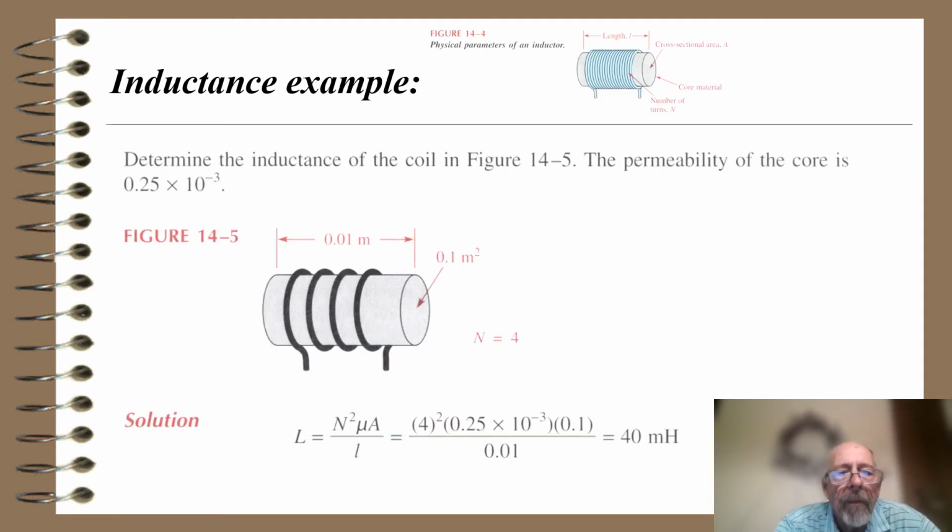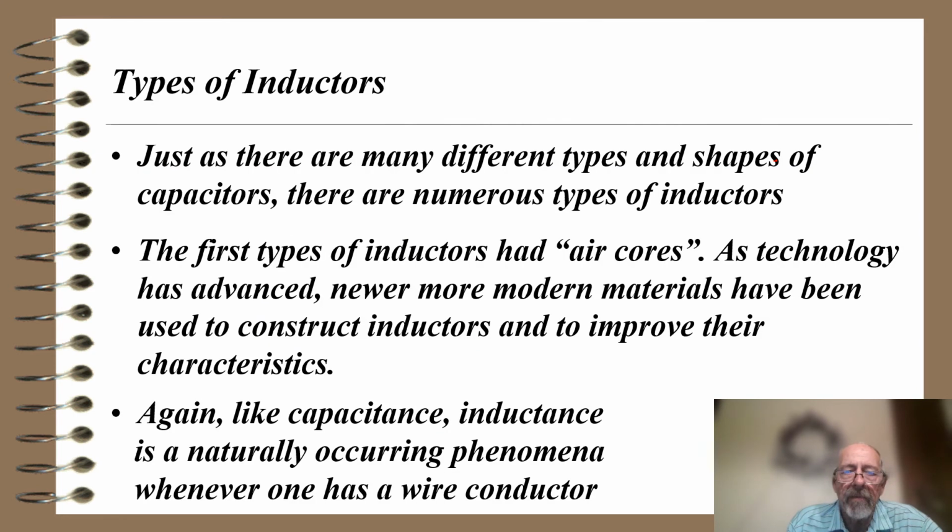So here's an example. It says determine the inductance of the coil in this figure 14.5. Permeability of the core is 0.25 times 10 to the minus 3. And so it turns out that if you do the math there, you get 40 millihenries, a small amount of inductance. Henry is a unit of inductance.